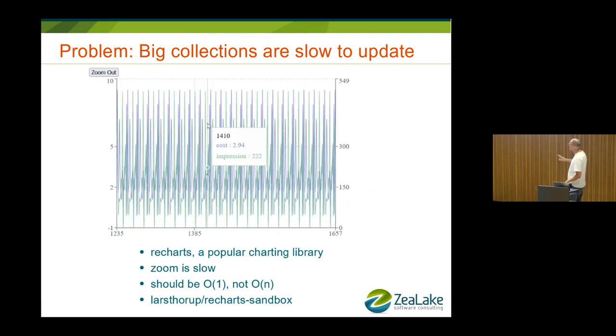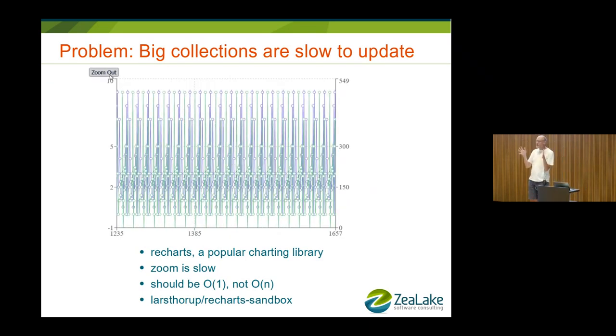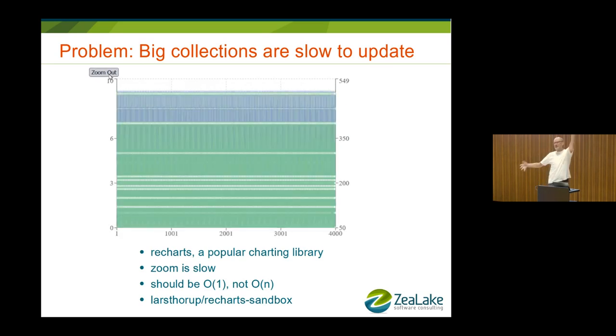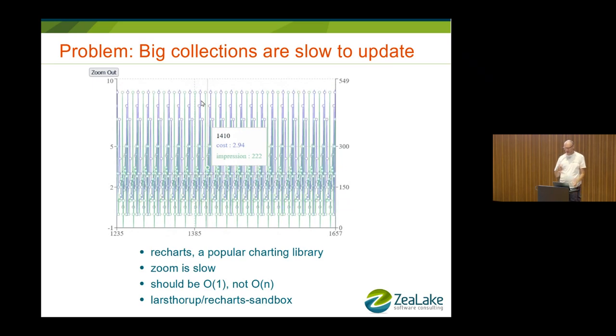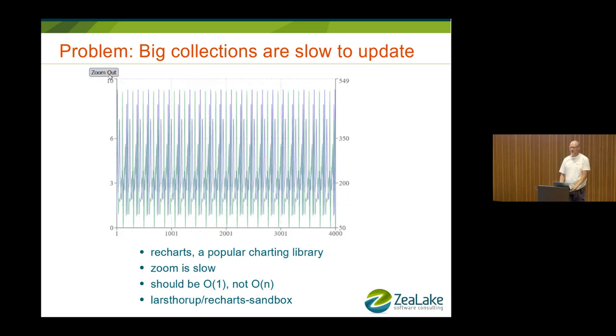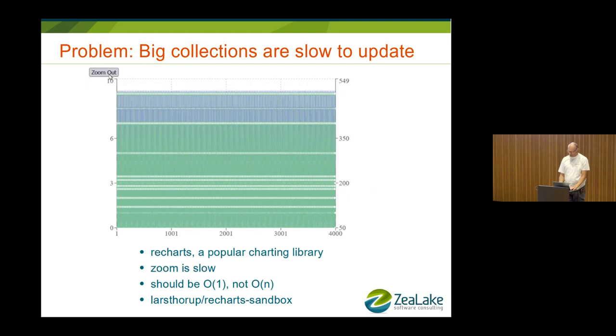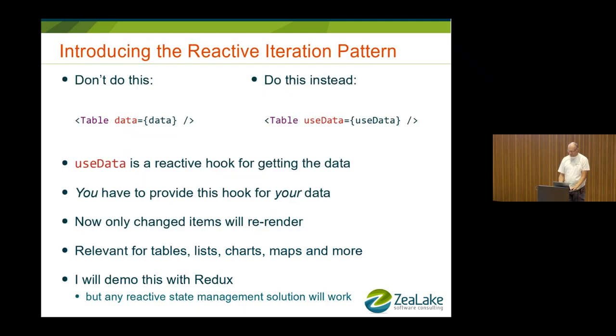So the idea is that if you do an operation on one element in a large collection, you want rendering to take not 4,000 times the amount of time, but just be O(1) instead of O(n). So it should be constant and not linear if you're not changing more than a single item. That's the general idea. So this is a problem I'm going to talk about. And here I will just introduce the solution, and then I will go into more detail about how this solution works.